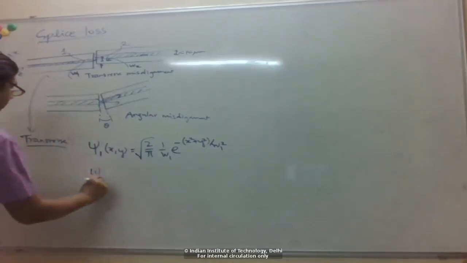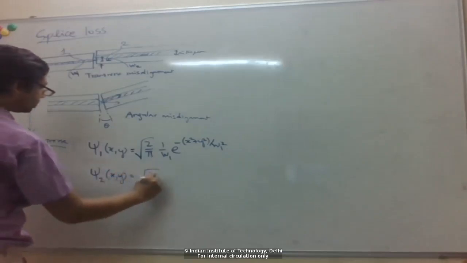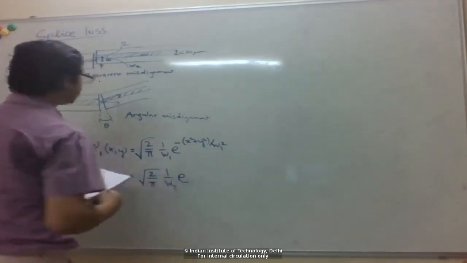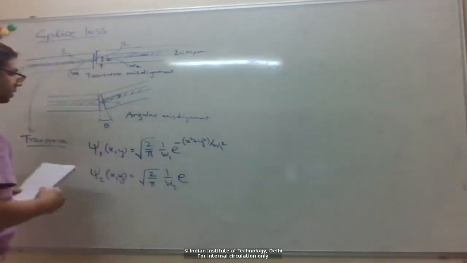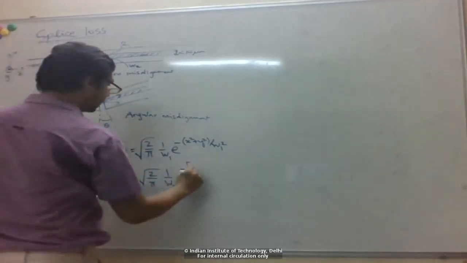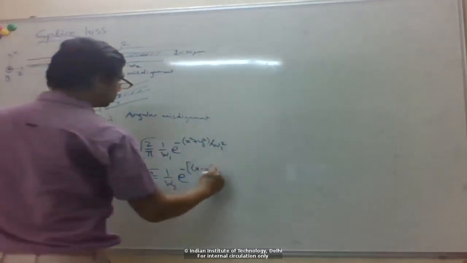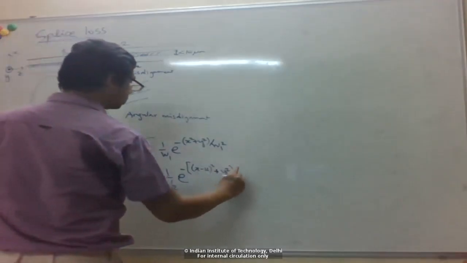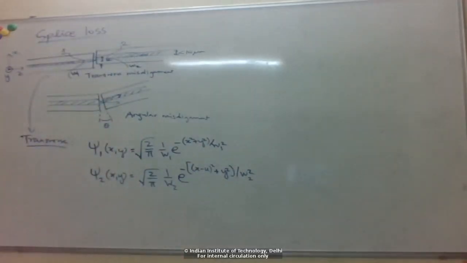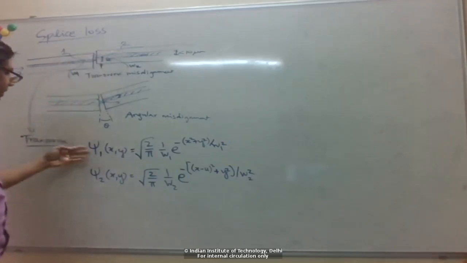Okay, and then the mode in the second fiber, again we can approximate by the Gaussian. Let's say it has a different spot size w2, and now this is displaced by u. So the center of this is displaced by u in the x direction. So here I write (x minus u) square, and y is still y. So we can write the mode profiles of the guided modes in the two fibers like this.